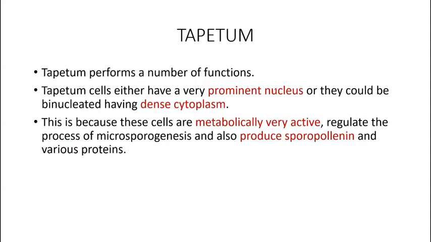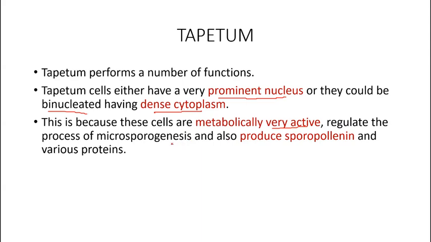Now let's know about tapetum. So tapetum, I told, is the innermost layer. They provide nutrition to the microspore mother cell. What is the main peculiarity of tapetum? That they have a prominent nucleus and dense cytoplasm. They are binucleated, they can be multinucleated also, and they are very active. They regulate the process of microsporogenesis.